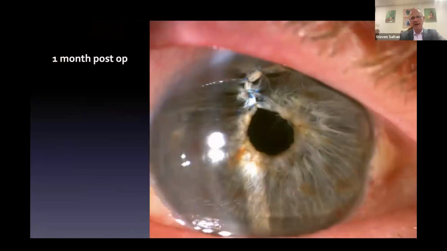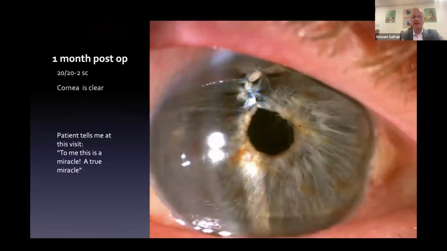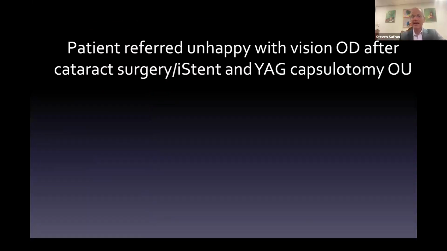And one month post-op, this is what he looks like. He's 20/20 -2 uncorrected. The cornea is clear. And the patient actually said to me, doc, this is a miracle, a true miracle. And this is why we do these cases, for the great gratification we get from the patient and having achieved a good result, and something that when you first look at, you really don't know what you're going to do. And then when you pull it off, you feel pretty good about it.